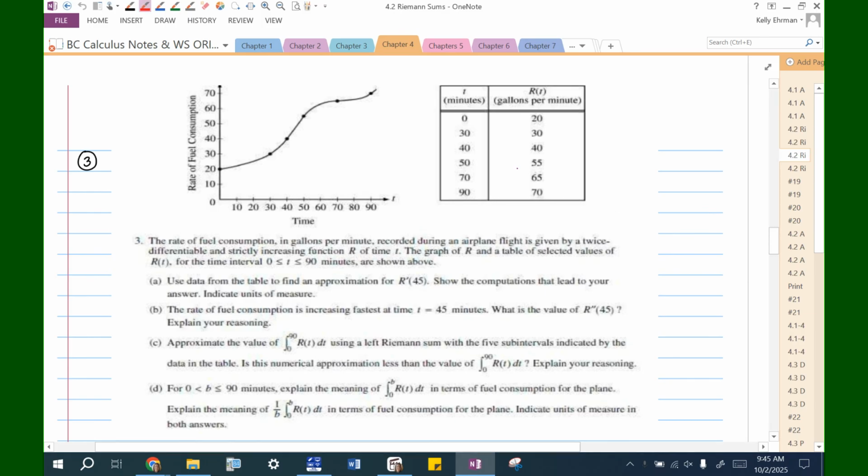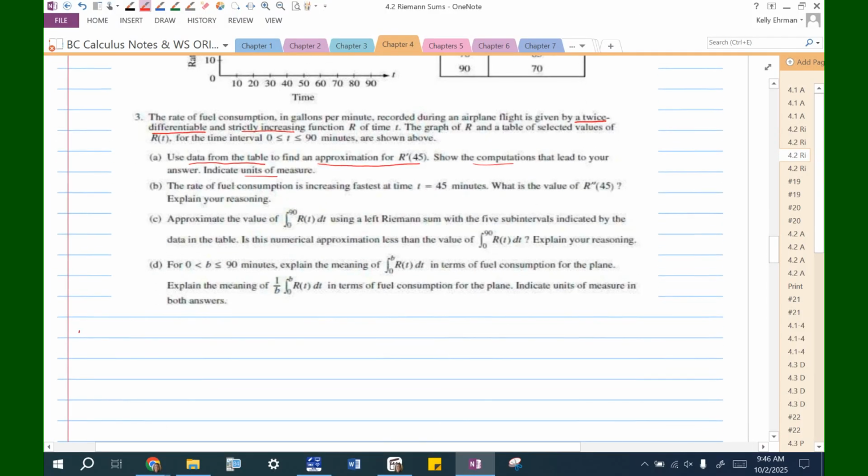The rate of fuel consumption in gallons per minute recorded during an airplane flight is given by a twice differentiable and strictly increasing function r of time t. So they tell us r is gallons per minute. It's a rate. The graph of r and a table of selected values for r of t for the time interval 0 to 90 minutes are shown above. So part A says use the data from the table to find an approximation for r prime of 45. Show your computations that lead to your answer, indicate units of measure.